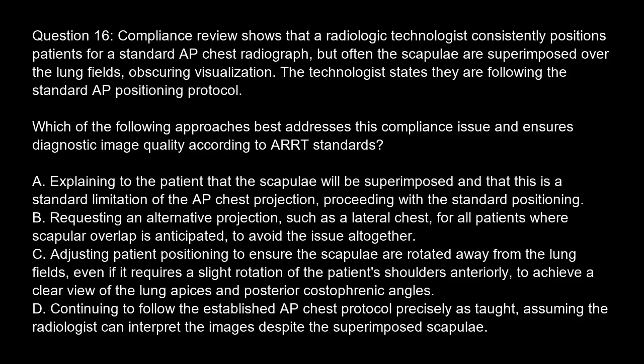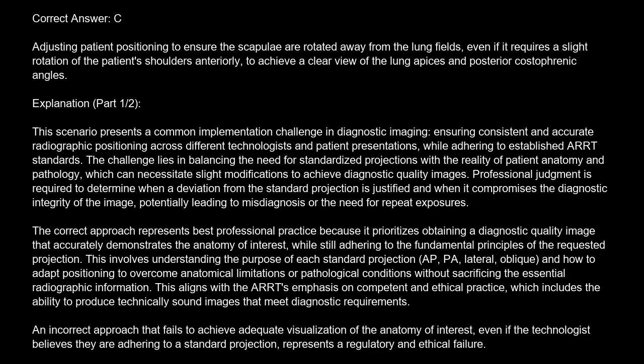Continuing to follow the established AP chest protocol precisely as taught, assuming the radiologist can interpret the images despite the superimposed scapulae. The correct answer is C. Adjusting patient positioning to ensure the scapulae are rotated away from the lung fields, even if it requires a slight rotation of the patient's shoulders anteriorly, to achieve a clear view of the lung apices and posterior costophrenic angles.